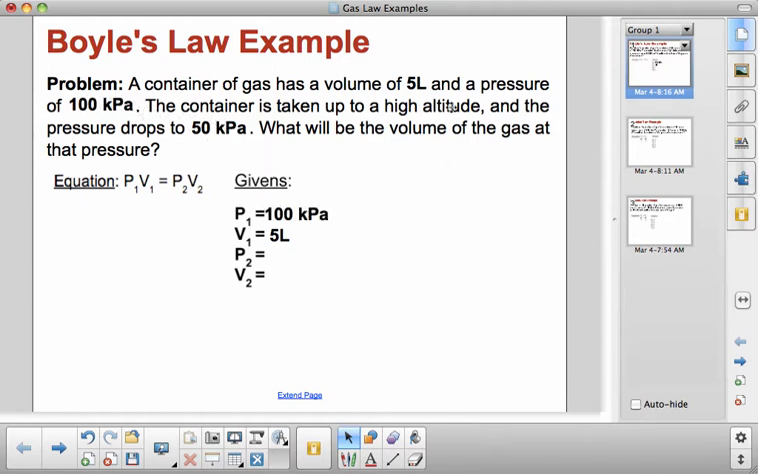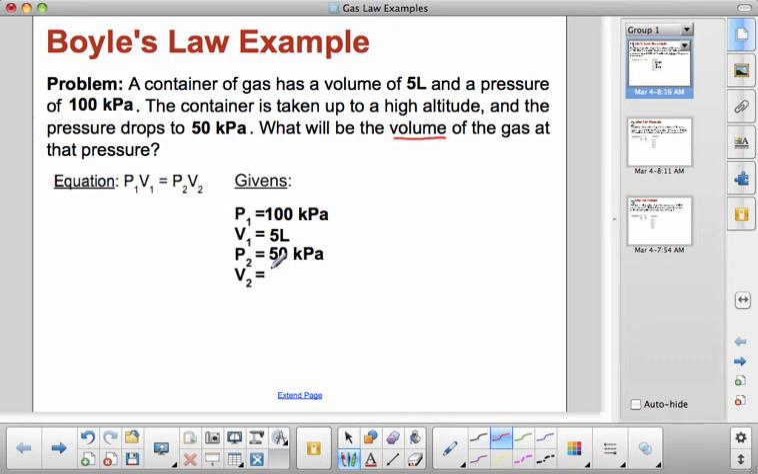The container is then taken up to a higher altitude, and it says the pressure drops to 50 kPa. So this was the second pressure value they gave us, so that's going to be our P2. We will then solve for this other volume. So we have to solve for this V2. This is the variable that we're trying to solve for.